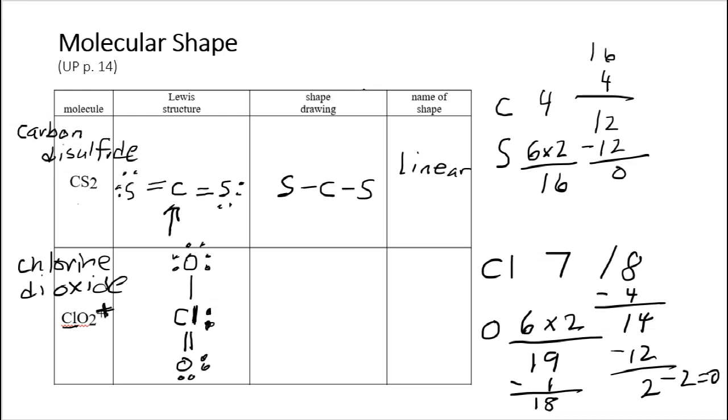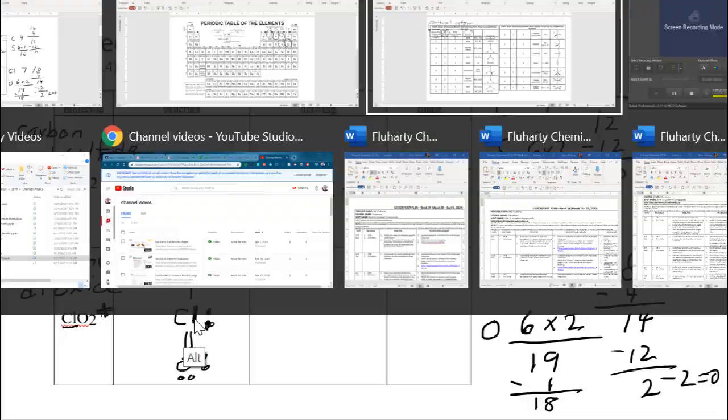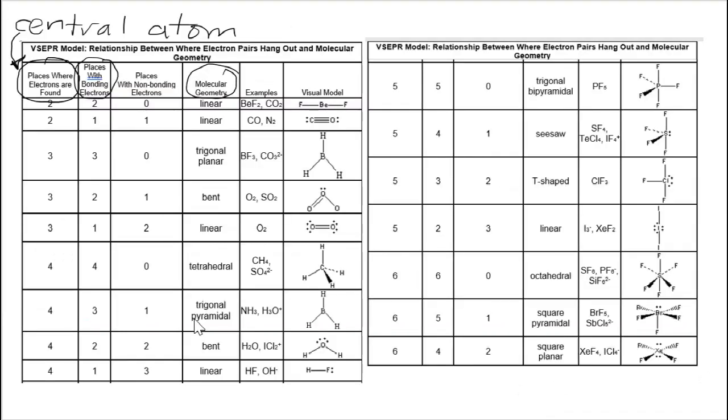Now let's look at the central atom, it's chlorine. Notice that there's a single bond, a double bond, and an electron pair. That's 3 places where the electrons hang out. So I'm going to go to my VSEPR table, and I'm going to look for the number 3, places around the central atom where the electrons hang out. So here we have 3s right here. Which one do we choose?